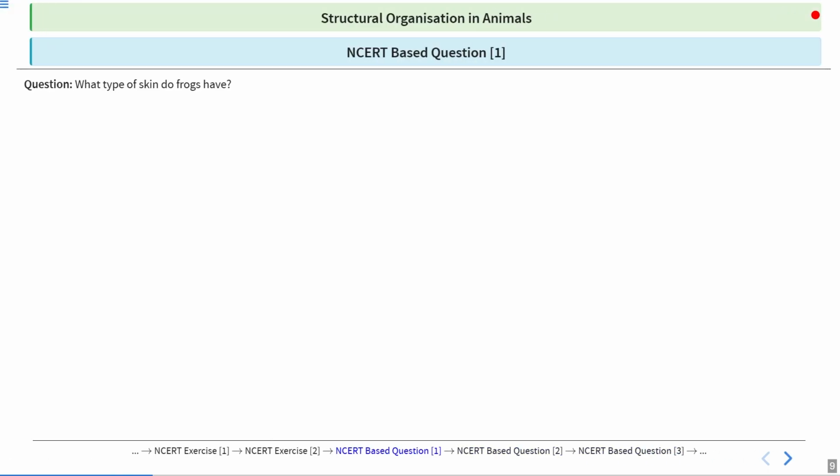Now from here we will have some NCERT based questions, right? The first question is: what type of skin do frogs have? The frog's skin is very, very important, and this question is based on that. What type of skin do frogs have? Let us see the answer of this question.